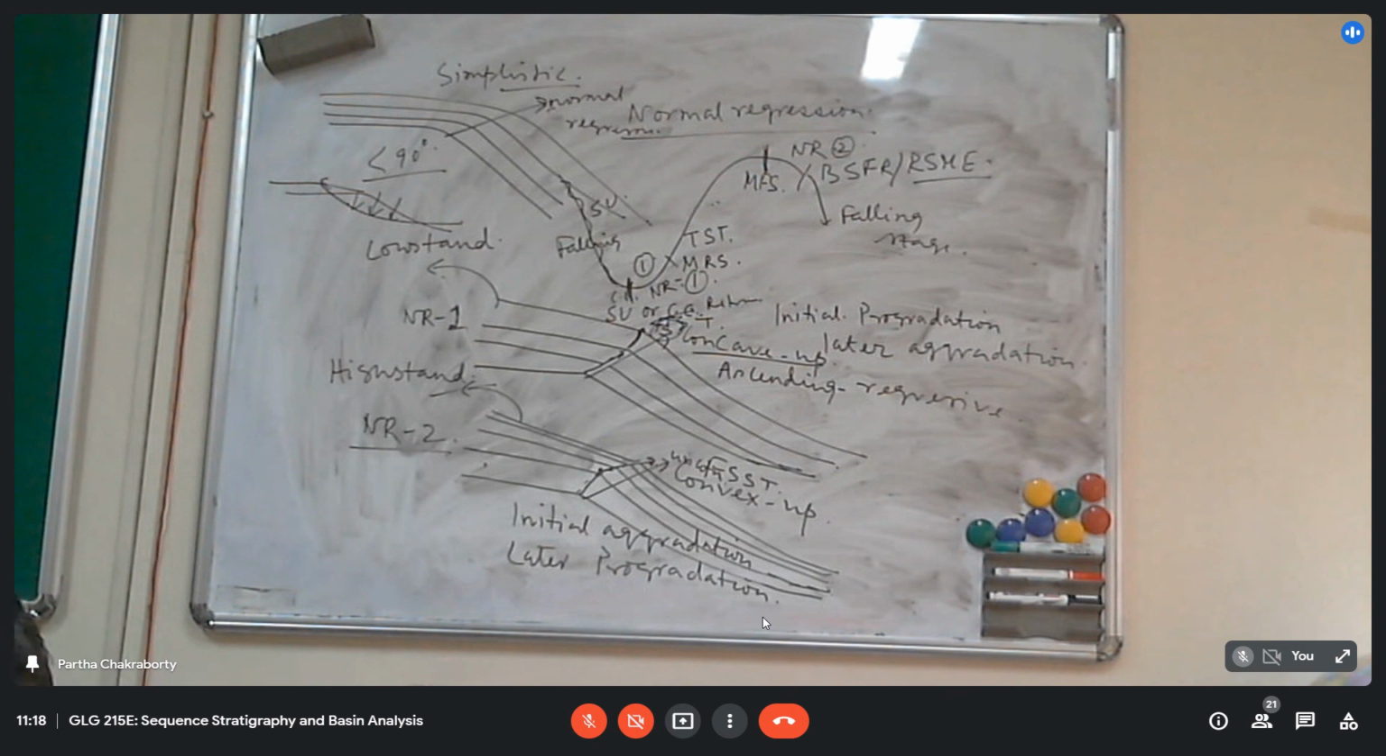Is it clear? Anyone has any question here? Please make it clear right now. What is the difference between two normal regression? What is the general concept of normal regression? And how these two normal regression, they are differing from one another?